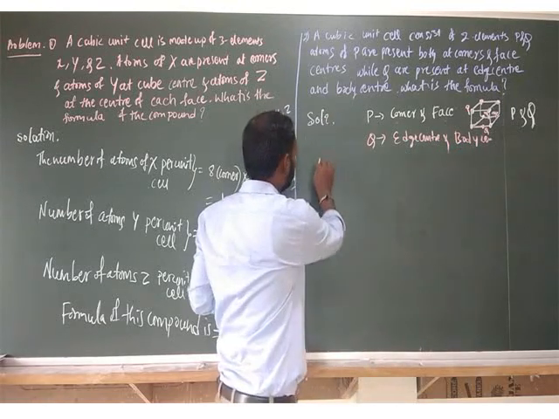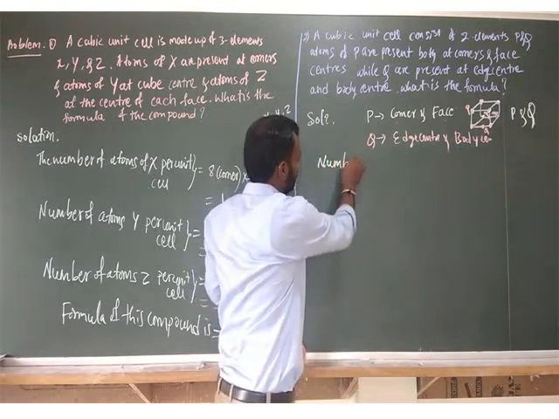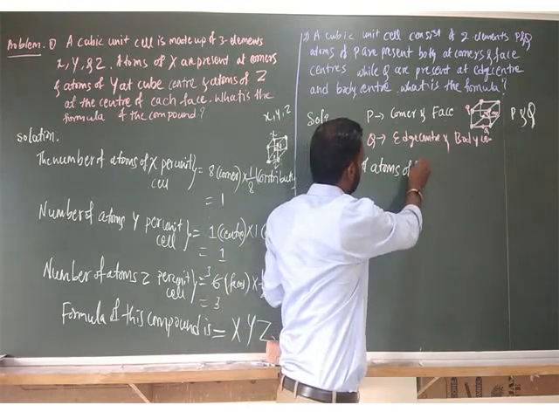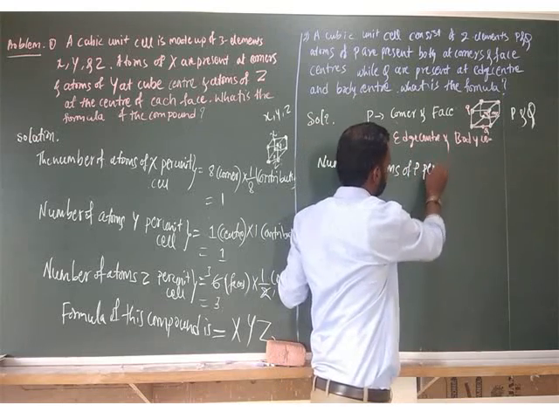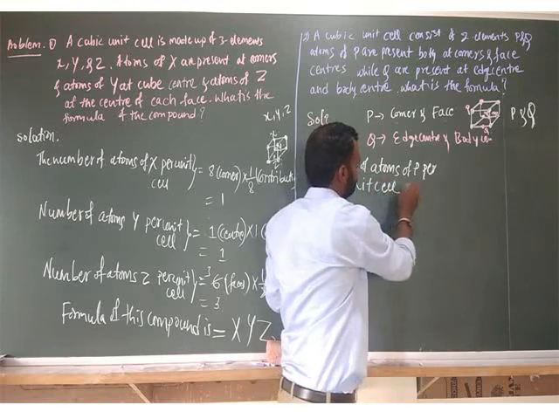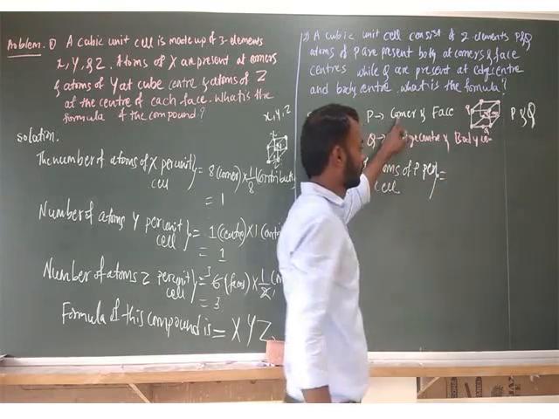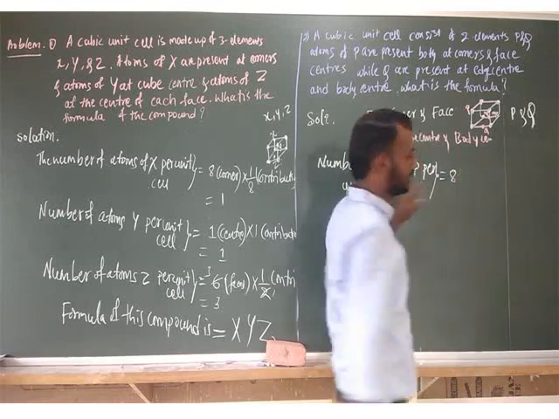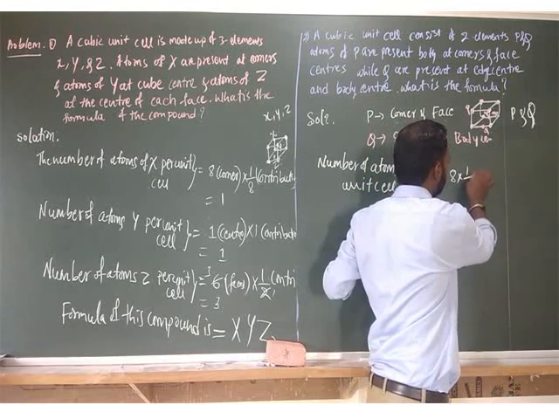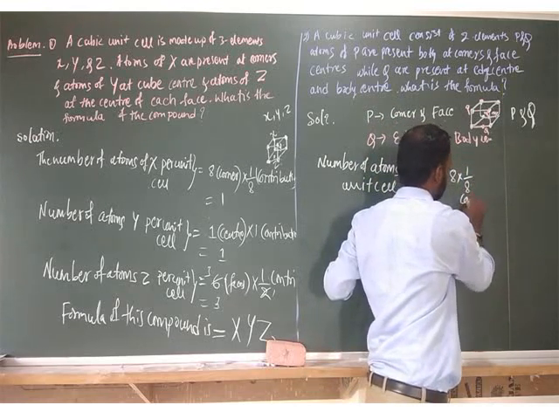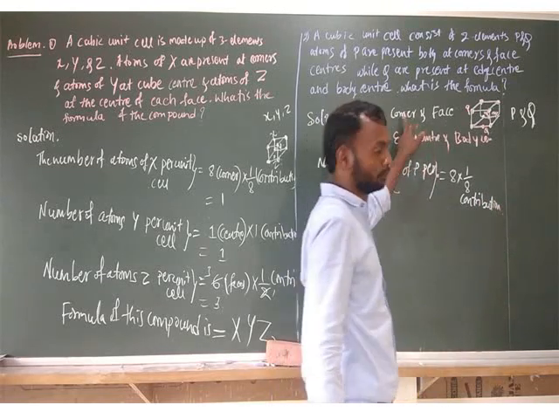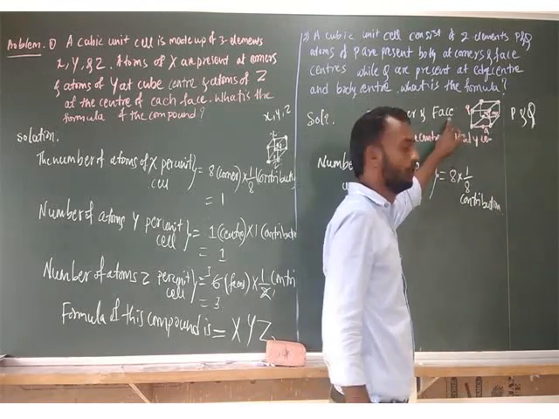So the number of atoms of P per unit cell is equal to, first, the corner particles. There are 8 corner points, and each one's contribution is 1 by 8. So this is the contribution part. Along with this, the P atoms are also present at the face centers.